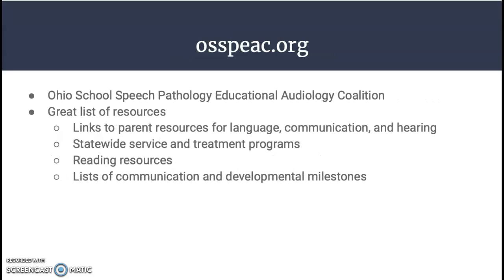The next one is the Ohio School Speech Pathology Educational Audiology Coalition. And this one had a really great list of resources. There were links for parent resources for language communication as well as hearing, and for statewide service and treatment programs. So a number of organizations that partner with the state of Ohio, parents can go on and find those different programs and help get services for their child. There was also a list of reading resources and communication and developmental milestones, so you can kind of figure out if your child's on track with their speech development or not.